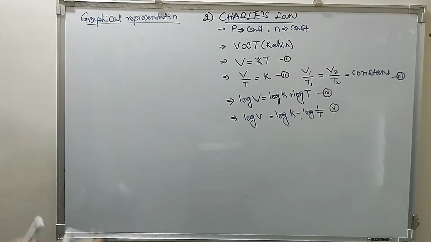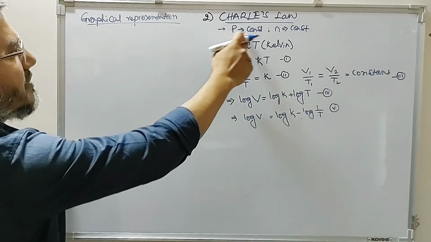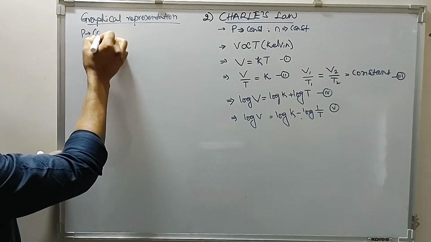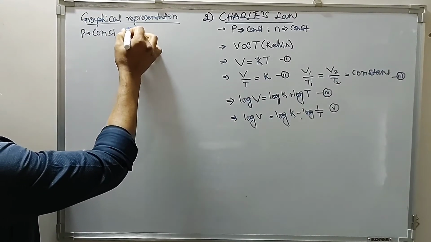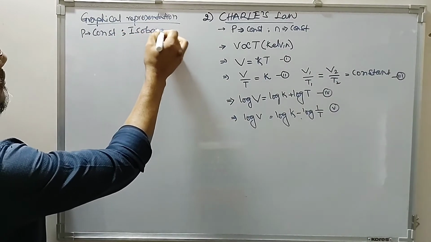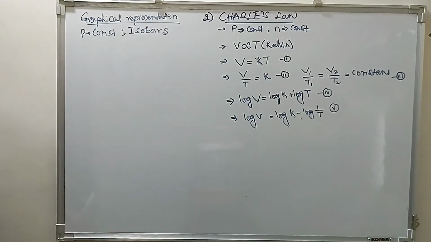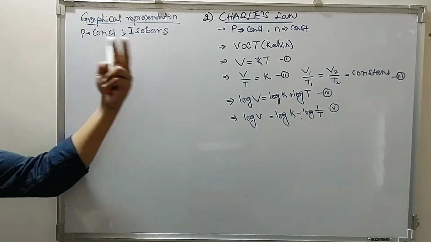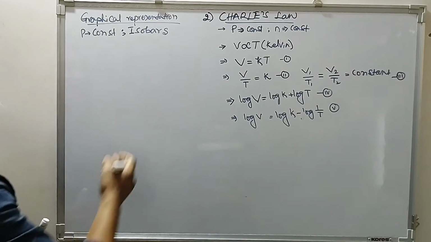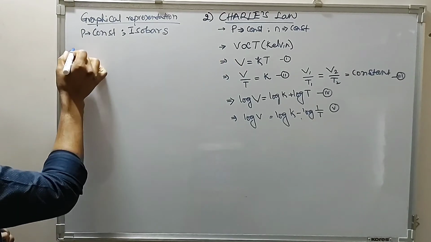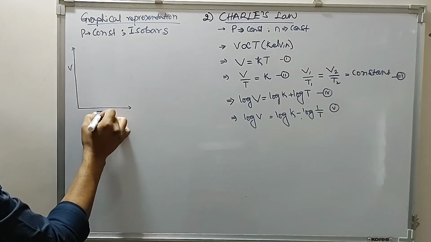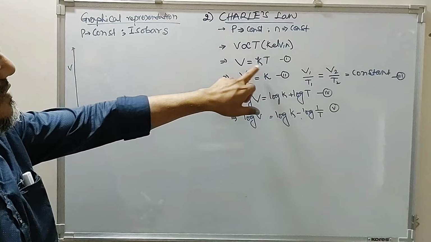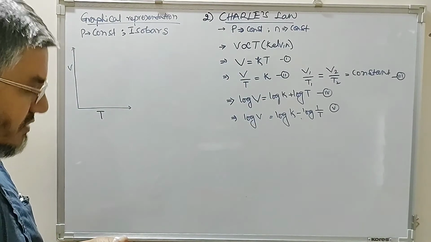Graphical representation of Charles law: pressure remaining constant. A process in which pressure remains constant is known as isobaric, so the graphs representing Charles law are known as isobars, meaning the pressure remains constant. Look at equation 1: volume versus temperature. This is the equation of a straight line passing through the origin.